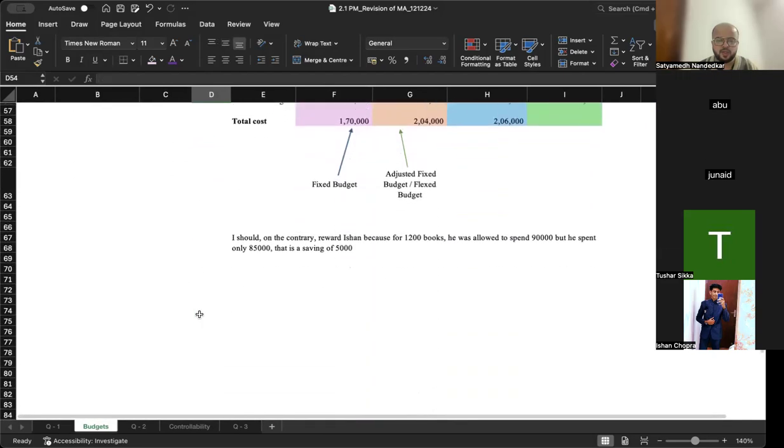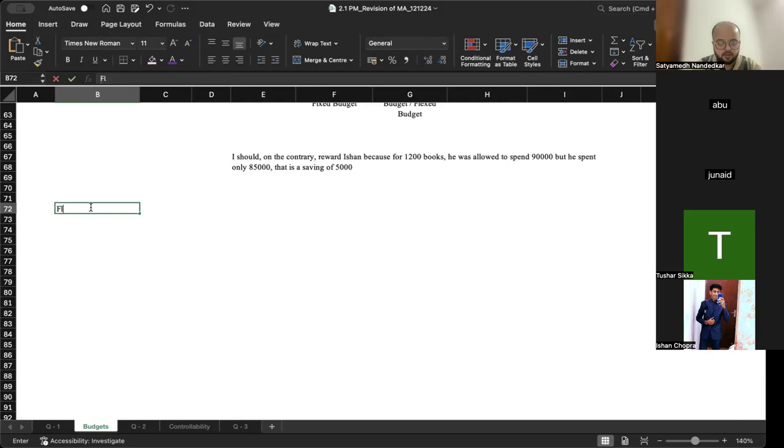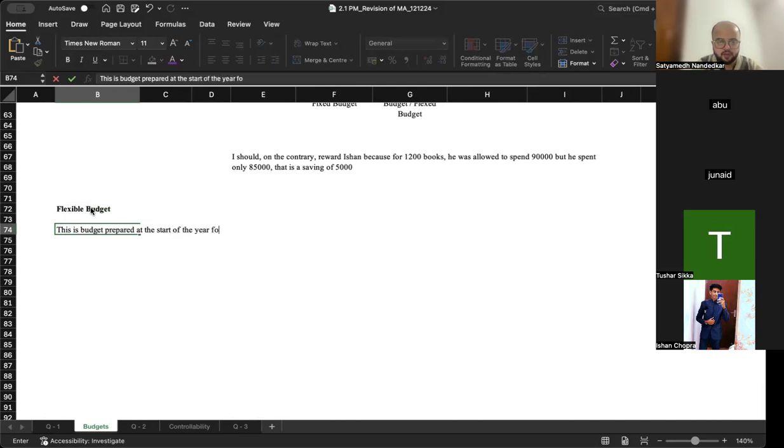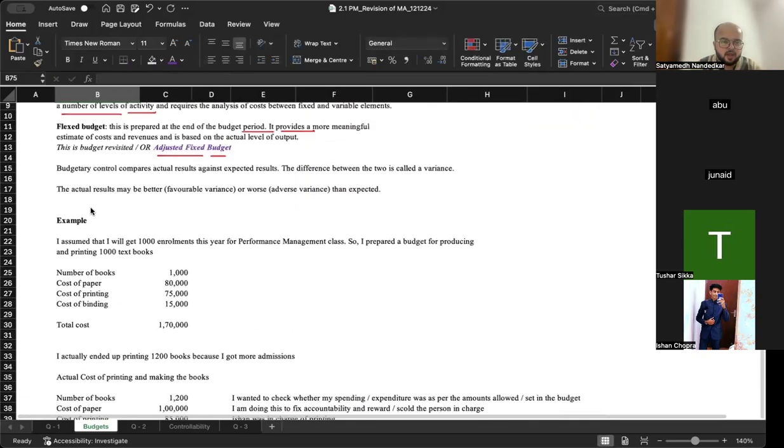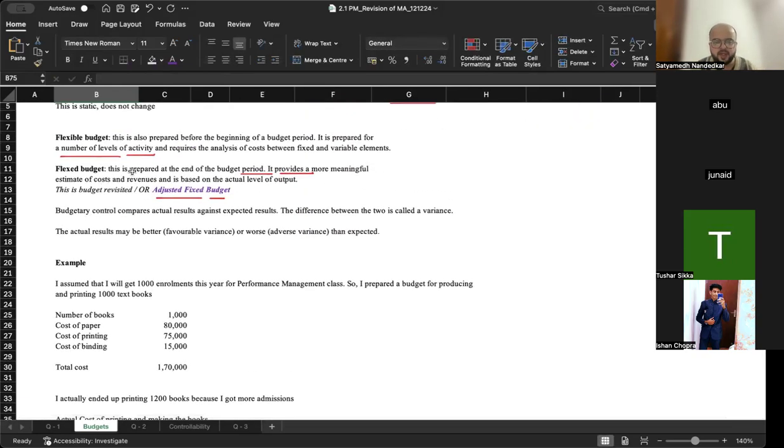Now let's look at what is a flexible budget. Flexible budget. So this is budget prepared at the start of the year for multiple levels of activity. What is flexible budget? Budget prepared at the start of the period for multiple levels of activity.